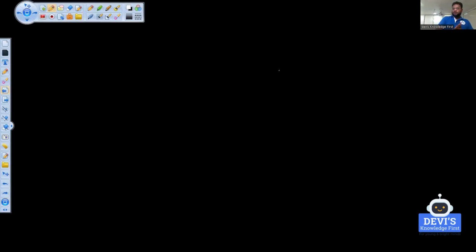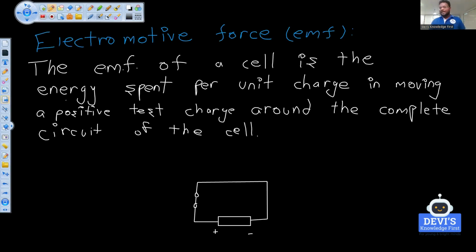Today I'll be explaining a topic from physics of ICSE 10th called electromotive force. Now, electromotive force, also called EMF, is defined like this. The EMF of a cell is the energy spent per unit charge in moving a positive test charge around the complete circuit of the cell.